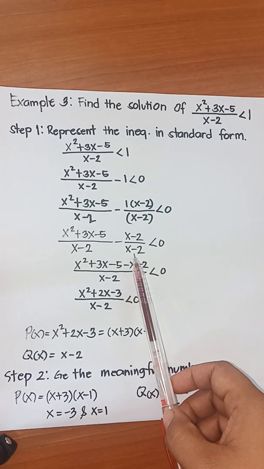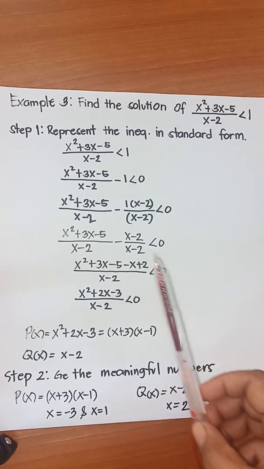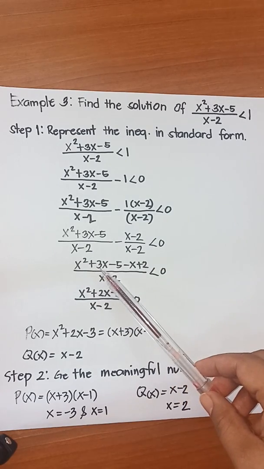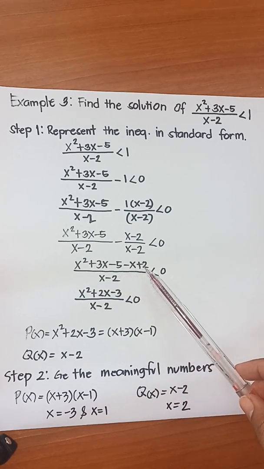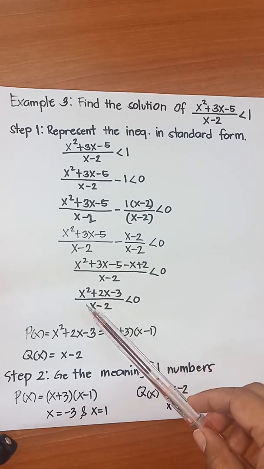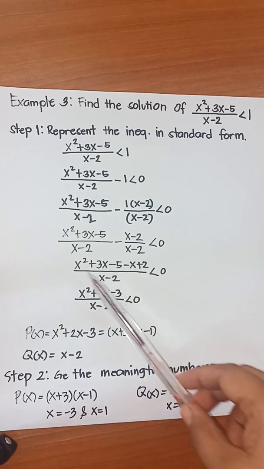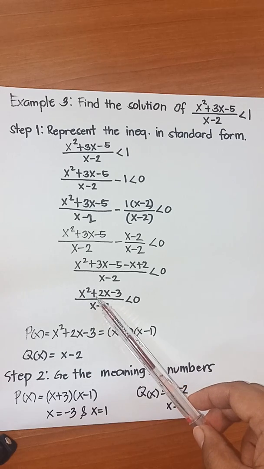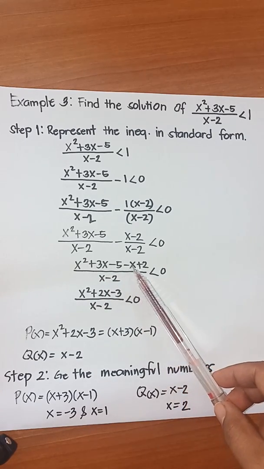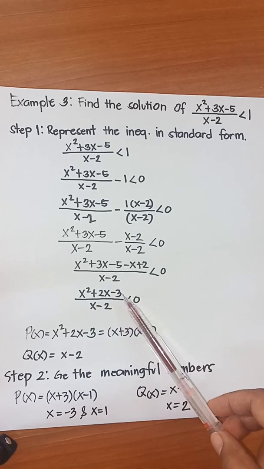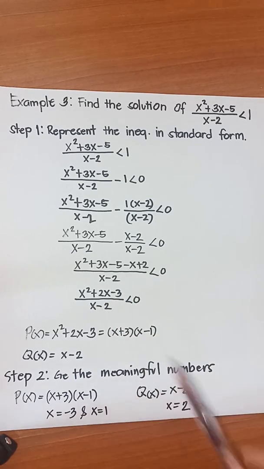Copy the denominator. Combine similar terms in the numerator, that is x squared plus 3x minus 5 minus x plus 2. X squared has no similar term, so just copy x squared plus 3x minus x is 2x. Negative 5 plus 2 is negative 3, all over the LCD x minus 2, less than 0.